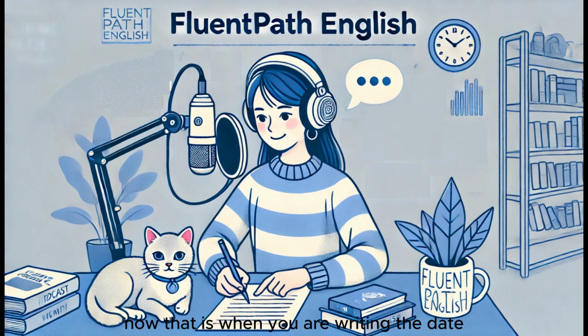Now, that is when you are writing the date. If you are saying the date out loud, if you are speaking to someone, what you're going to say is the month and the day. And again, the day is going to be in ordinal form. So May 1st, May 2nd, May 3rd, May 4th, May 5th, etc. You're always going to say the month first and then the day.